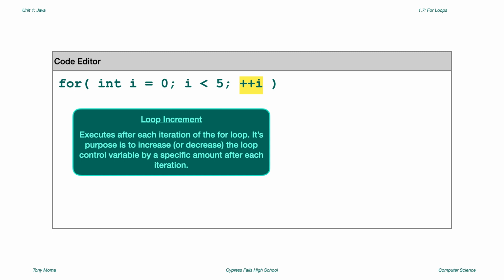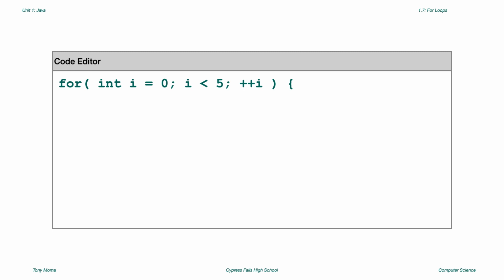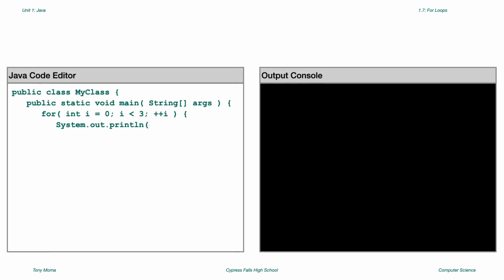After that, we close off our parentheses, then type the open curly bracket, which signals that we're about to enter the loop body. Inside the loop body, we indent, then type our statements. These are the statements that will execute during each iteration of the for loop. After typing our statements, we type the closed curly brace to indicate that we're at the end of the for loop. Let's take a look at an example of a for loop inside our Java code editor.